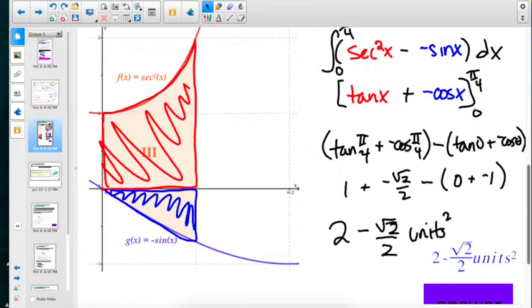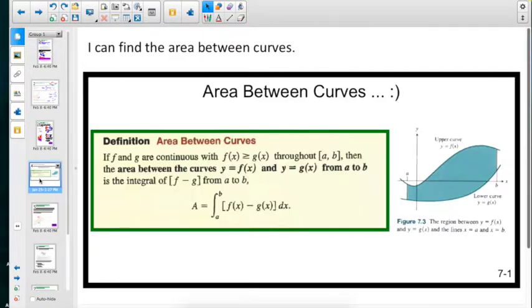So the idea then is, no matter where those functions are, all we really have to do is make sure we're subtracting the little one from the big one. The bigger function is the one that's higher up. It's got bigger y values. The little function is farther down. It's got littler y values. And we're just going to subtract those two.